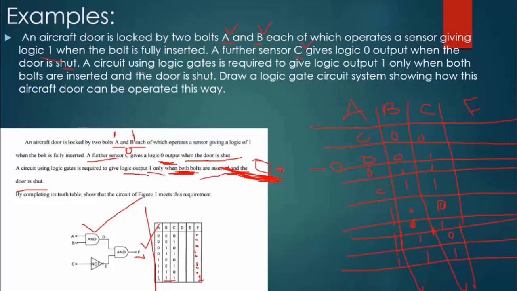Okay, so I want a circuit required to give logic output 1 only when both bolts are inserted. It means when they are 1 1, and the door is shut. Door is shut, it means C reads what? C reads 0, because when the door is shut C reads 0. So wherever there is 110, what do I say? It reads output 1. For 110 it reads 1. Okay? 110 should read 1. So all these others should read 0 because they satisfy the conditions of our question.